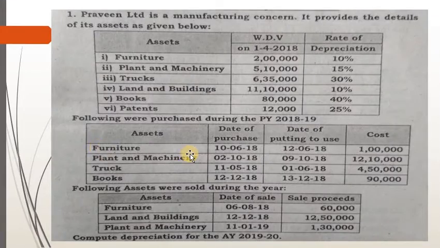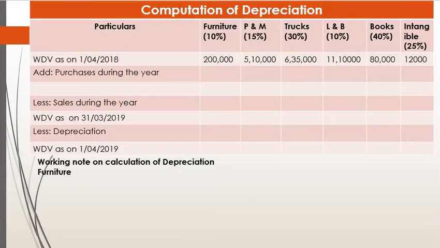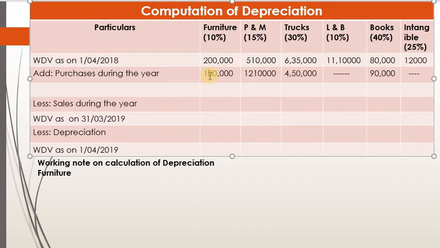If there are any purchases during the year, we have to add them. The information is already there in the problem. Furniture, plant and machinery, trucks and books were purchased during the year. So these are the assets which are purchased: furniture 1 lakh, plant and machinery 12,10,000, then trucks 4,50,000, then land and building there is no purchase during the year, then books 90,000 and patents there is no purchase. So let us add this amount to the written down value. After adding: furniture 3 lakh, plant and machinery 17 lakh 20,000, trucks 10 lakh 85,000, land and building 11 lakh 10,000, books 1 lakh 70,000 and patents 12,000.